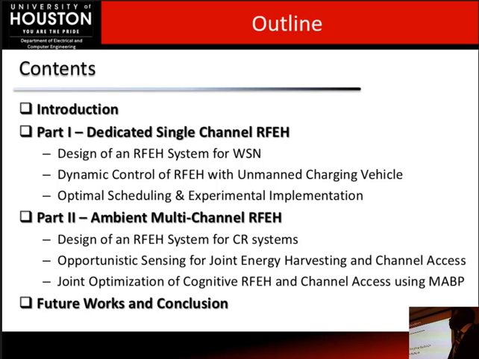The second part is more general. It deals with the design of an ambient multi-channel radio frequency energy harvesting. Here too, I will propose a hardware design and also some optimization algorithm. And I will end the presentation by showing what kind of possible application can be applied.